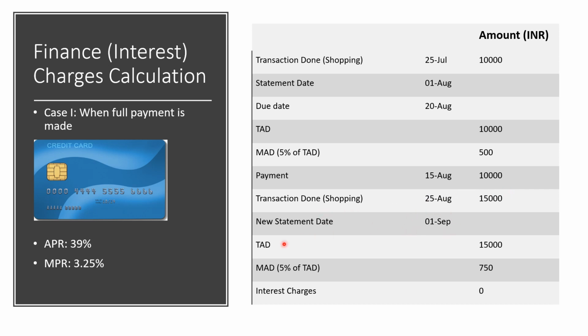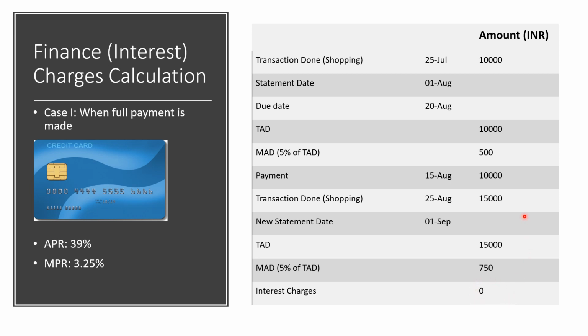So now your total amount due would only be this transaction, which is 15,000 rupees. Minimum amount due would be 5% of the total amount due, which would be 750 rupees, and there would be no interest charges levied on your card, simply because your total amount due for your previous statement was 10,000 rupees and you made the complete payment of 10,000 rupees. Therefore, no interest charges would be applicable for this month.